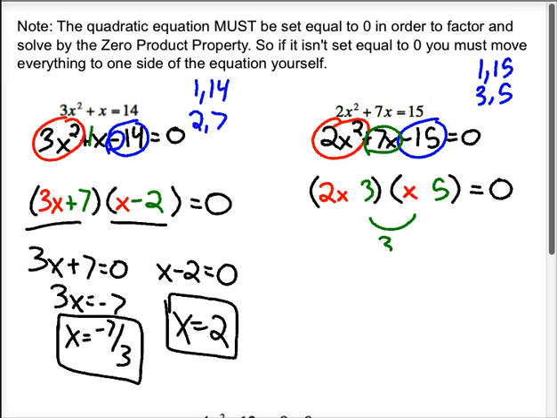Well, here we have 3x and 10x. And again, because we're multiplying to that negative 15, I need the difference to be 7x. I need one of these to be negative. So I put the negative with the 3x, and that gives me the positive 7x that I need.